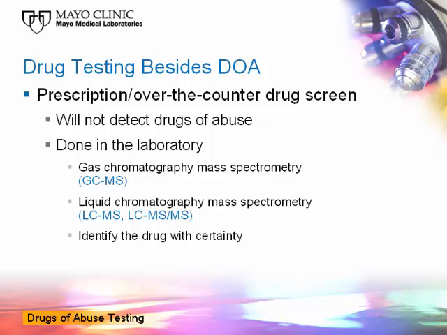Now, of course, drugs of abuse are not the only drugs that we want to be able to test for, so there are other testing methods or testing devices that we can use, one of which is a test called a prescription or over-the-counter drug screen. This could go by other names, but basically it's a description of what it can detect. Again, it will not detect drugs of abuse. It's basically for those prescription and over-the-counter drugs. Again, it is done in the laboratory by the same types of testing methodologies. However, the sample preparation is different, and that is why you can't detect the same drugs as you can for the drugs of abuse.